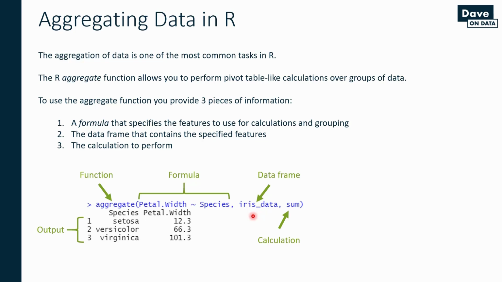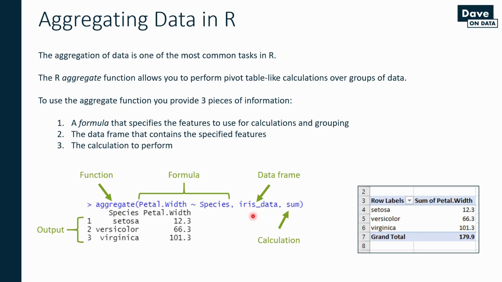Now, just to really cement the idea here, here's the equivalent thing in an Excel pivot table. Notice how the numbers are exactly the same. The output is basically exactly the same. Setosa 12.3, Versicolor 66.3, and Virginica 101.3, just like you see over here. One more instance of your Excel knowledge directly mapping to what you do in R. You create pivot tables in Excel all the time. You can do the same thing with the aggregate function over data frames.